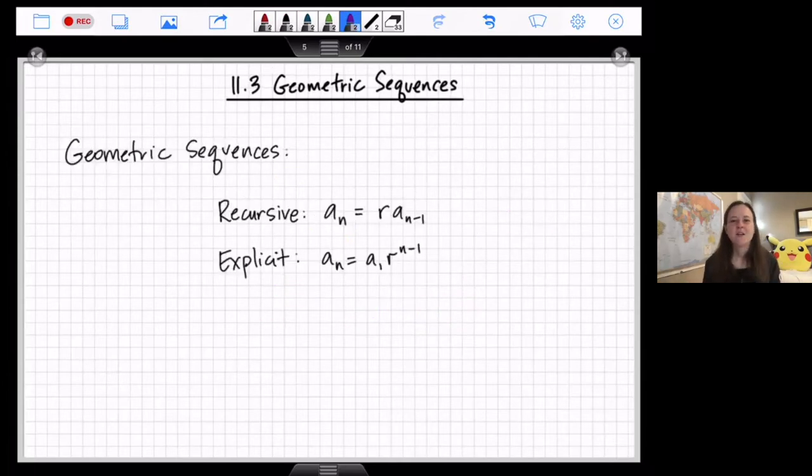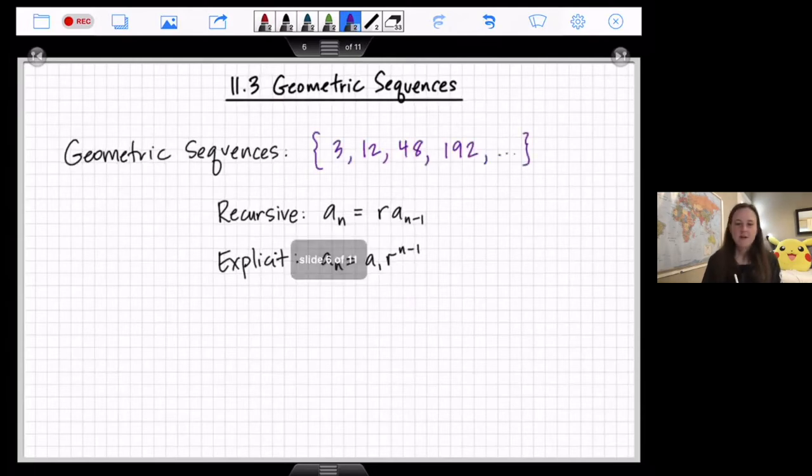Just like our arithmetic sequences, geometric sequences can be represented in recursive form or explicit form. Usually we're going to like that explicit form a little bit better, but let's get practice with both of them. This was the first geometric sequence that we had, 3, 12, 48, 192, and we figured out that the common ratio for this one was equal to 4.